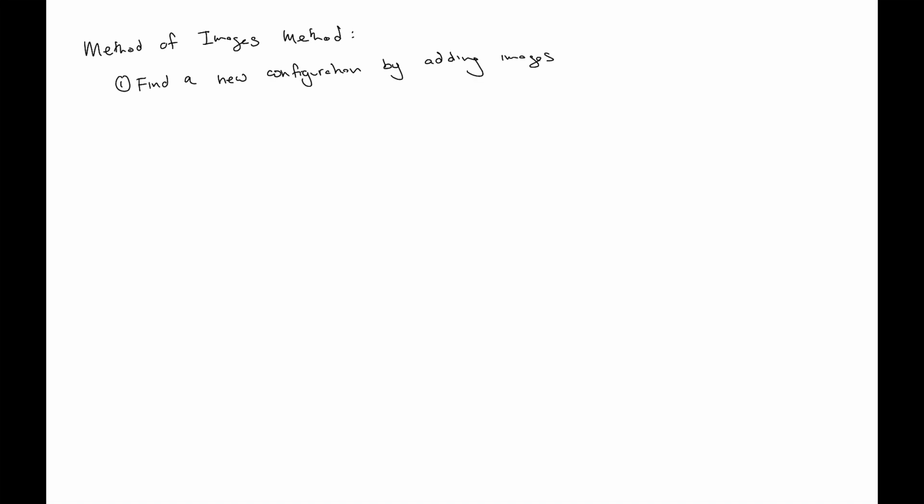So the method in general for your method of images, let me write this out, is to find a new, but not real, just a new configuration by adding image charges, which are fake charges in strategic spots so that the resulting potential satisfies the boundary conditions that you know you have for your real problem, okay?